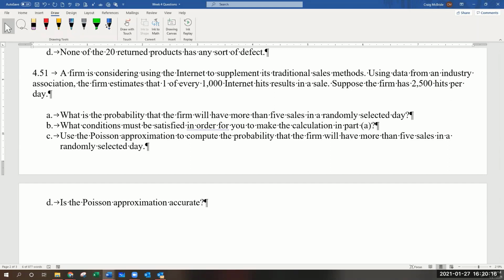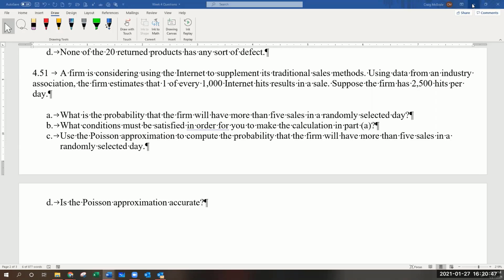All right. Does that get it all for you? Yep. Okay. All right, who's next? Kim? Yeah, can you just show how you would do 451A in SAS? The probability that the firm will have more than 5 sales. Yes.